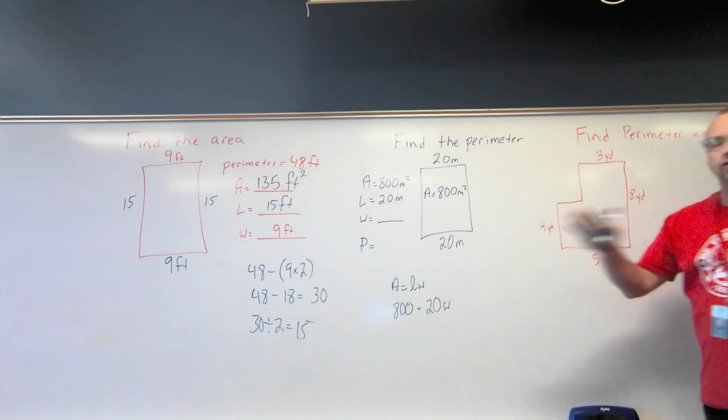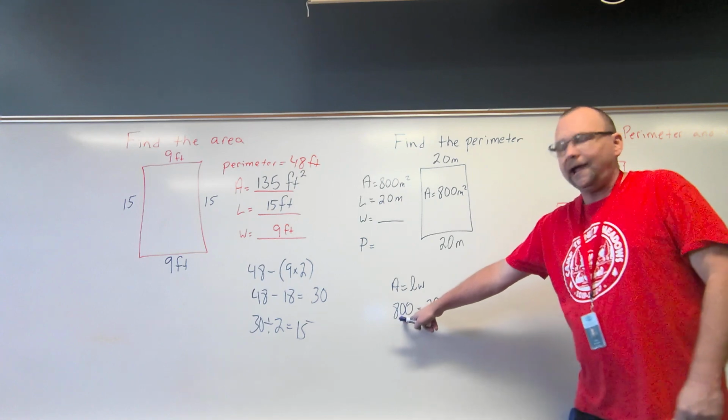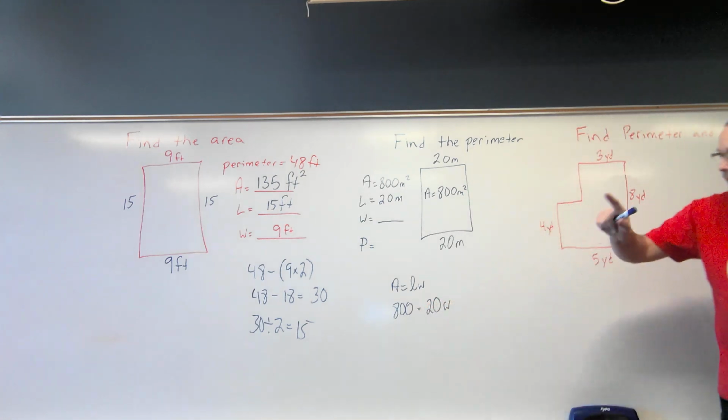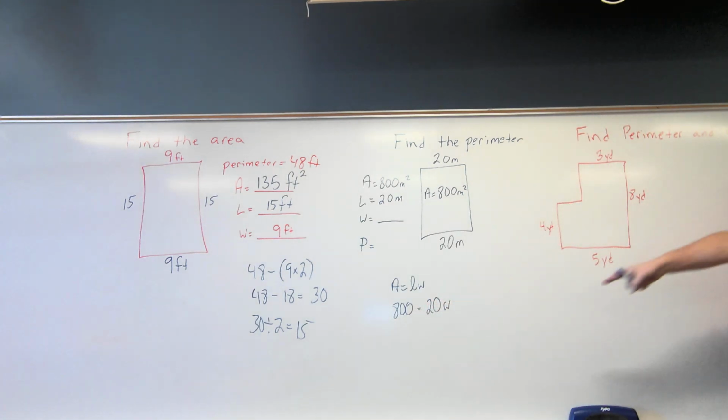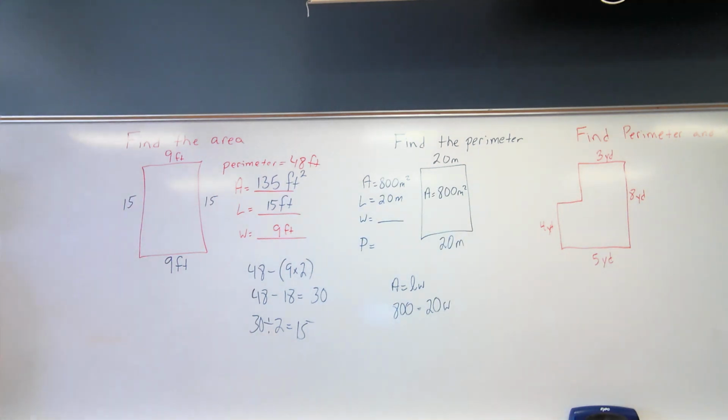If I just take my formula and I replace what I know, the area, so for A I replaced that with 800. I know the length, so for L I replaced it with 20. So now all I have to figure out is 20 times what equals 800. If you didn't know, how could you figure it out?